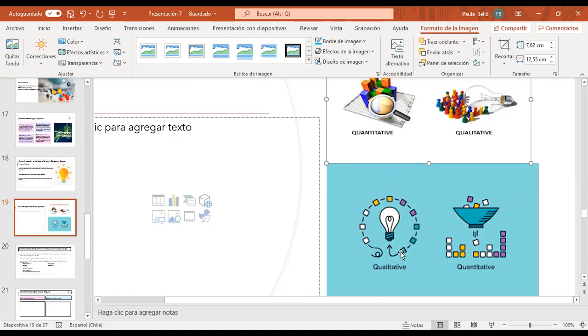A circle. So it's not square, yes? It's not rigid. No es que no sea riguroso, no es rígido. Okay, a circle has movement.